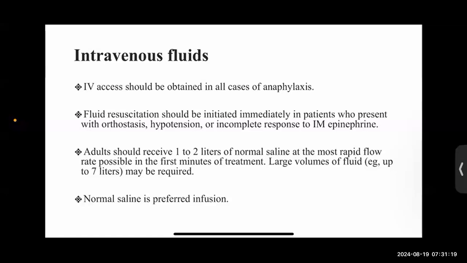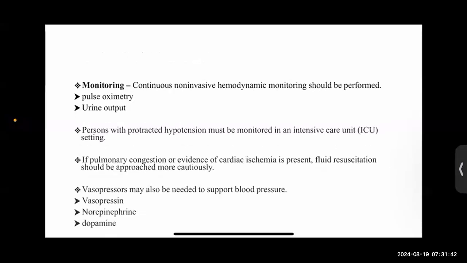However, if after the first 2 liters of normal saline, the patient's blood pressure has still not improved, still hypotension, I will still want to recommend IV fluid. IV fluid can be given up to 7 liters as required, but it's important to check the cardiovascular status of the patient and know if the patient is at risk of pulmonary edema or has any cardiovascular risk factors, and I'll be cautious with giving fluid. I want to continue non-invasive hemodynamic monitoring for this patient. I want to check the pulse oximeter and know the oxygen saturation and also the urine output for this patient.